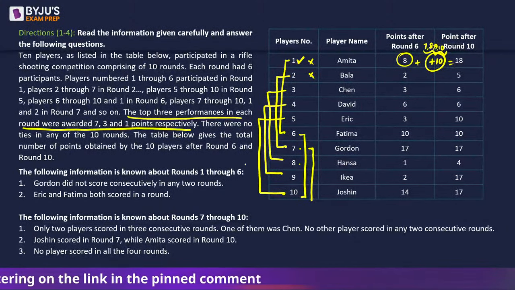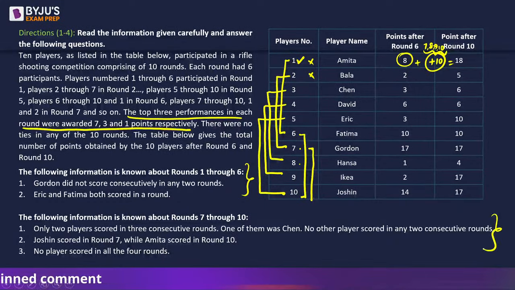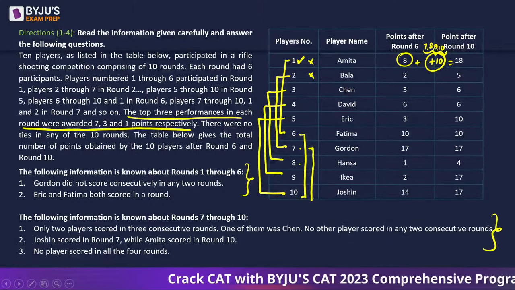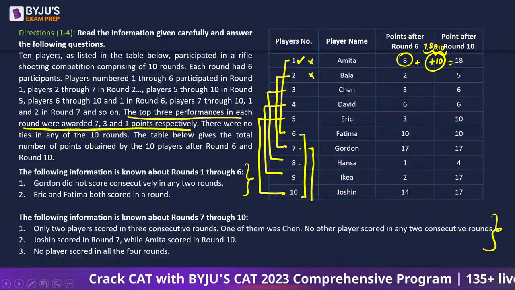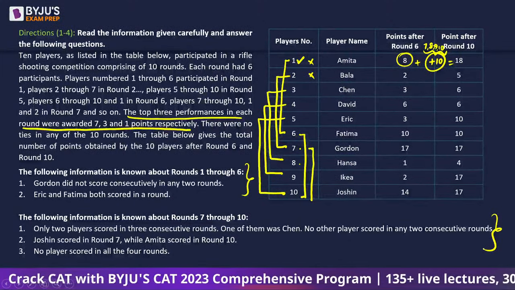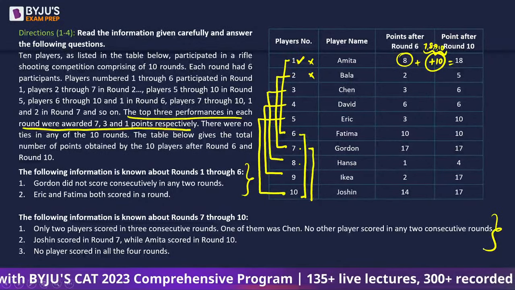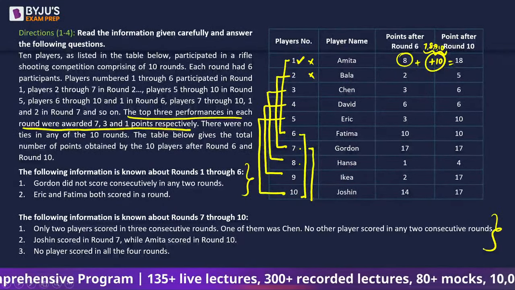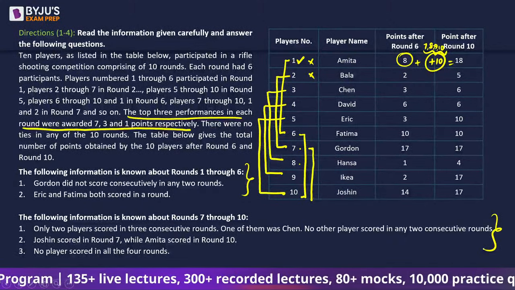The following information is known about rounds 1 through 6, and the following information is known about rounds 7 through 10. Now, this is the entire set. The important, critical part is how we are going to represent that there are 10 people. In these 10 people, the first round will happen between players 1 to 6, then 2 to 7, then 3 to 8, 4 to 9, 5 to 10, 6 to 10 and 1, 7 to 10 and 1, 2, 8 to 10 and 1, 2, 3.